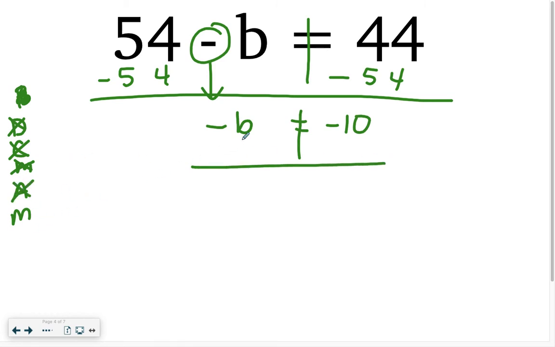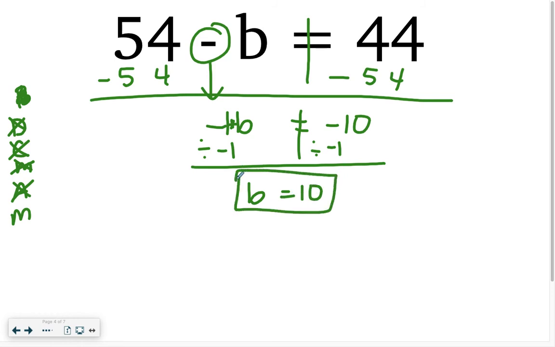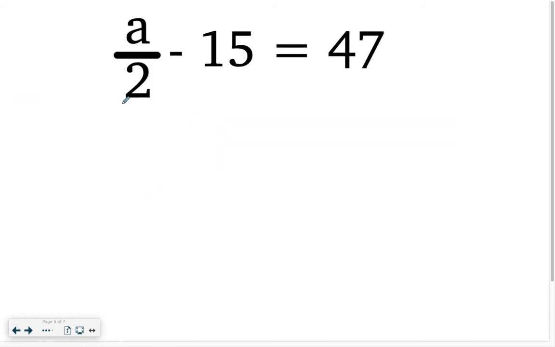All right, so I've added and subtracted. Now I'm just looking at multiply and divide. So negative b is the same thing as negative 1 times b. So I'm going to undo that by dividing both sides by negative 1. So b equals a positive 10. And that is my final answer. And I'm done. I can check it. Is 54 minus 10 44? Yes? All right. I'm good to go.